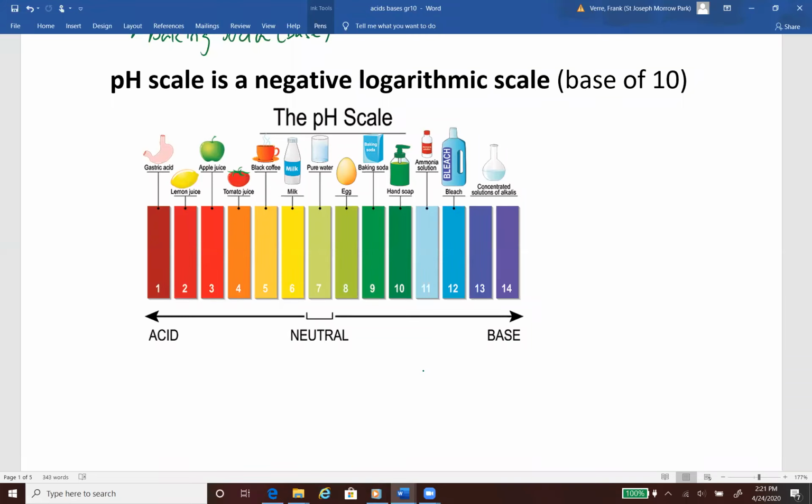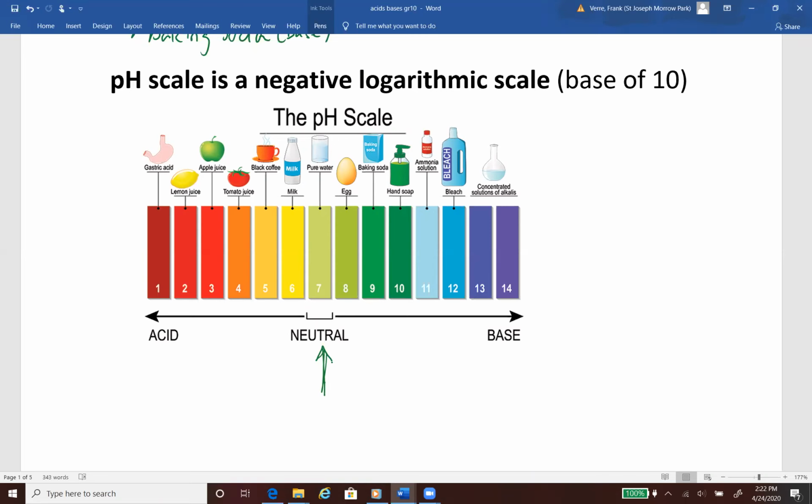So you can get pHs of 0, you can get negative pHs, but it doesn't really matter for grade 10. We're just going to understand what the scale means, okay? So when you have something that has a pH of 7, what that means is neutral. So it's not an acid and it's not a base. It's neither one of these two things.